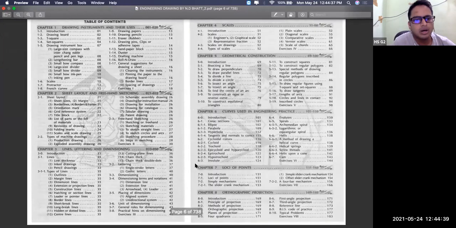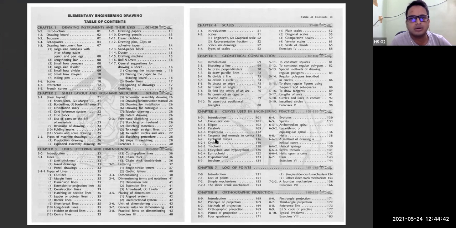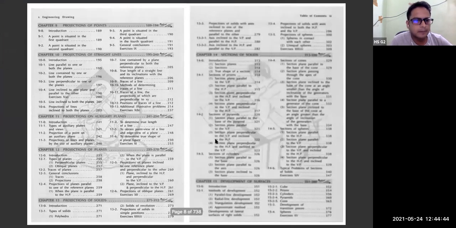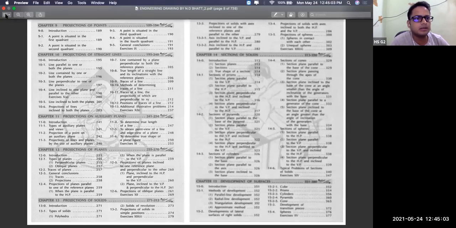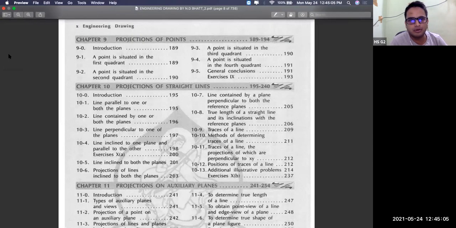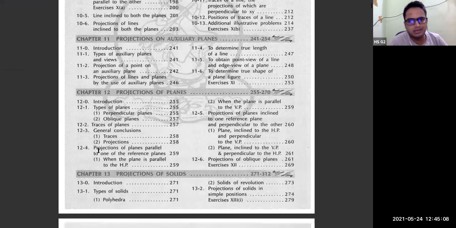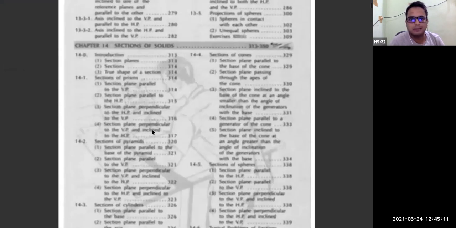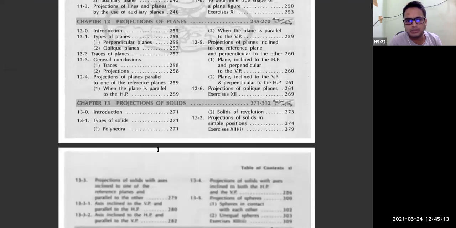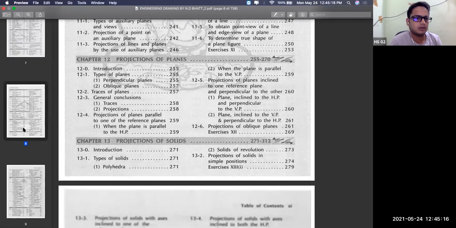Suppose you want to study the projection of solids. Where is that? Yeah, projection of solids is there in chapter number 13. So you can go to this chapter and you can see the types of polyhedra, solids of revolution, and projection of solids in simple position. Then this part, I think it is blurred since I have downloaded it from the internet. So maybe they have blurred this page, page number 271. Okay.